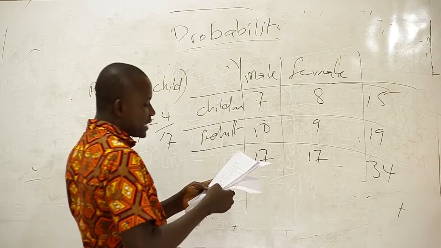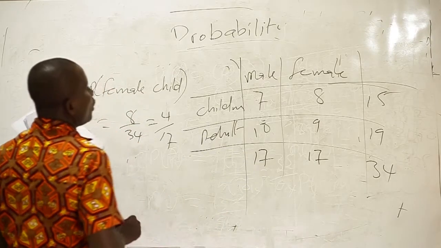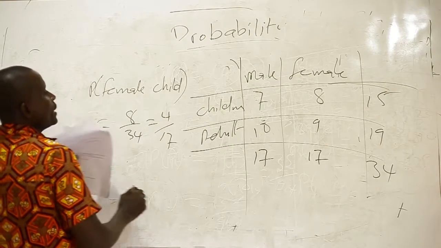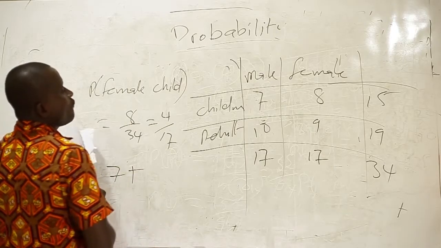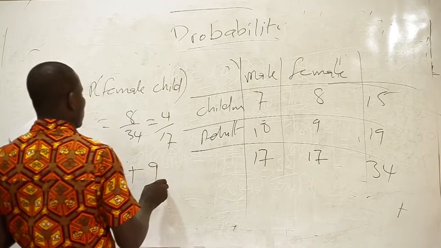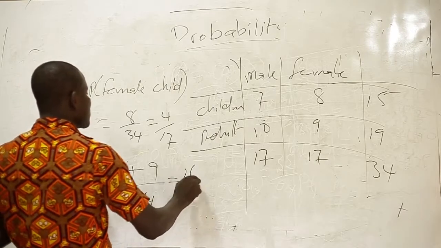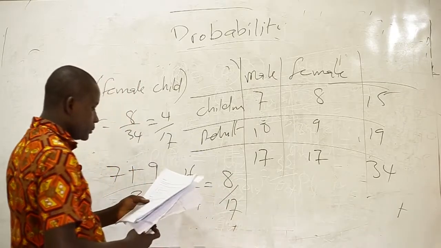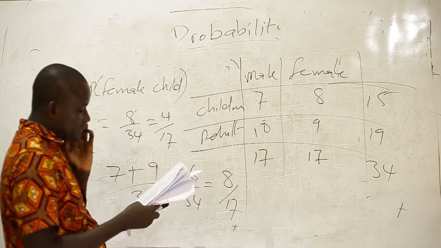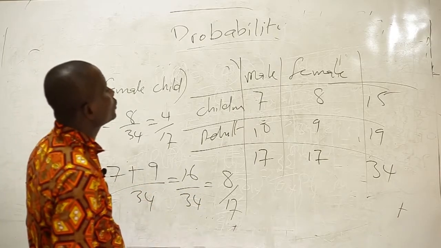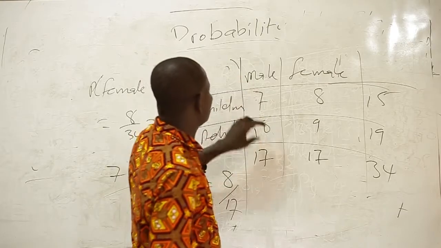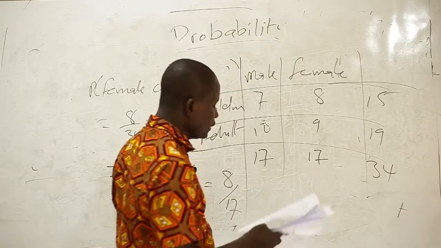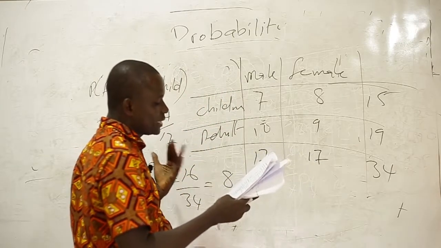It says either a male child or female adult. So male child or female adult. What is male child? Male child is 7. Then female adult is what? It's 9. All over 34. And that will be 16 over 34, giving you 8 over 17. Is that okay? And it says a male adult. What is the male adult? Adult, male. So it is 10 over the 34. When you cancel, it's going to be what? 5 over 17. Okay, this one I will not even work it, I'm just mentioning it.